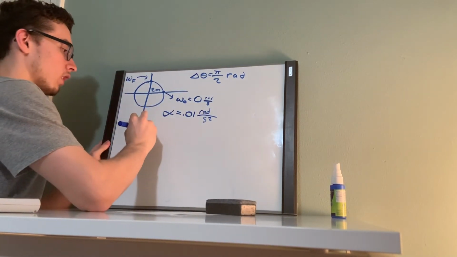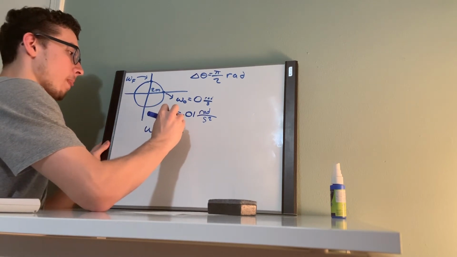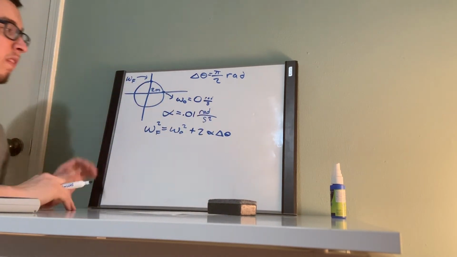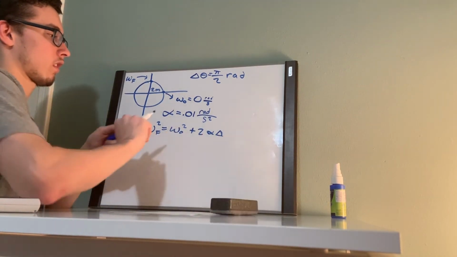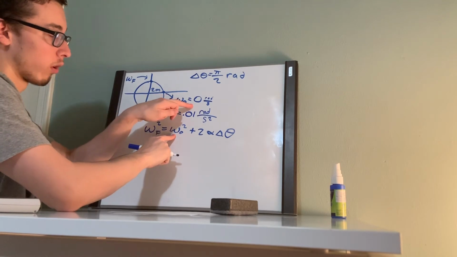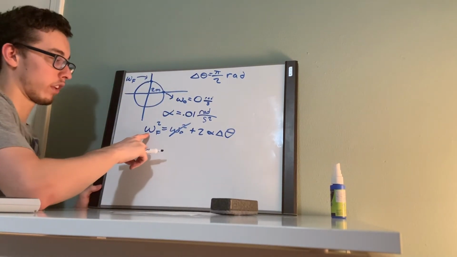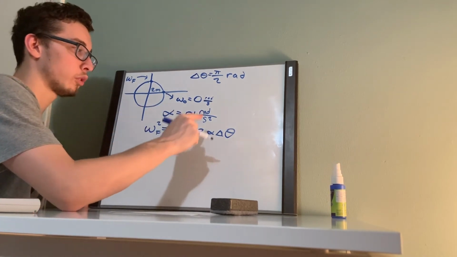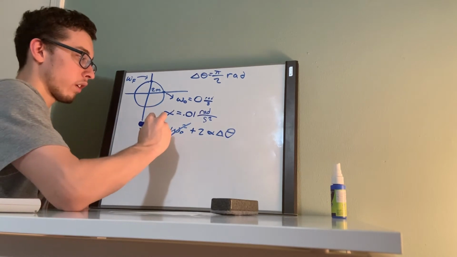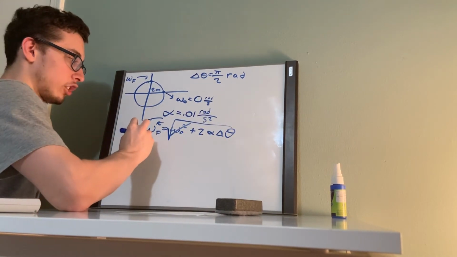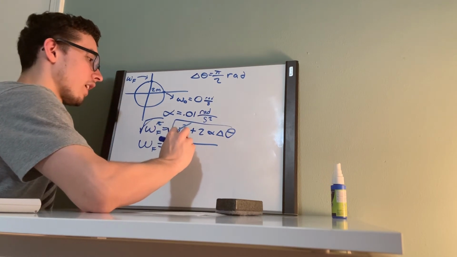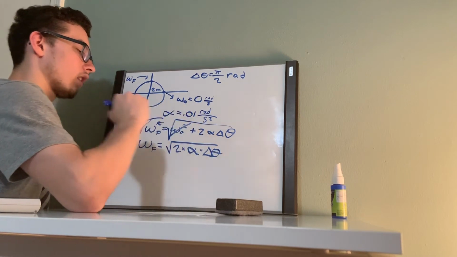All right, so we know that this formula is one of our kinematics equations: final angular velocity squared equals initial angular velocity squared plus 2 times acceleration times delta theta. That's a theta, sorry about that. The initial angular velocity is 0, so I'm going to cross that out. So we're left with final velocity squared is equal to 2 times acceleration times delta theta. I'm going to square root both sides to get rid of this square. So we have just the final angular velocity is equal to the square root of 2 times acceleration times delta theta.